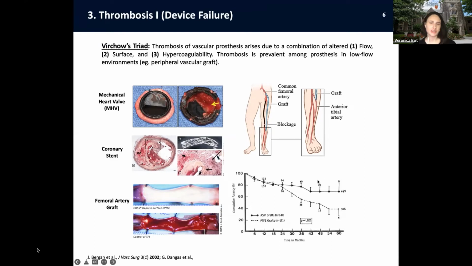It's important to mention that thrombosis of vascular prosthesis is a complex event. You may ask, why does this occur? There have been a series of explanations developed and postulated over time, but one of the most prominent approaches to explaining this phenomenon is Virchow's triad. So this was developed by a scientist centuries ago named Rudolf Virchow, and he claimed that thrombosis of vascular prosthesis arises from three essential pillars.